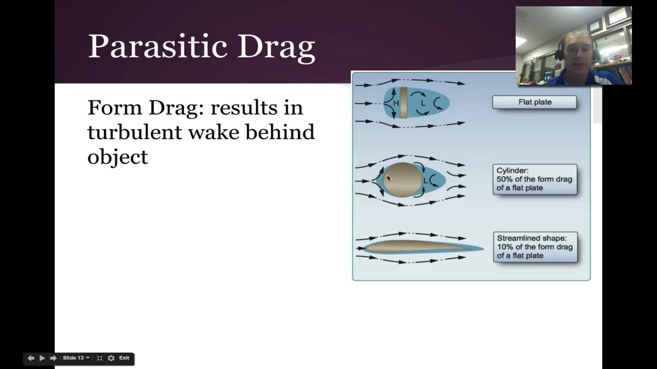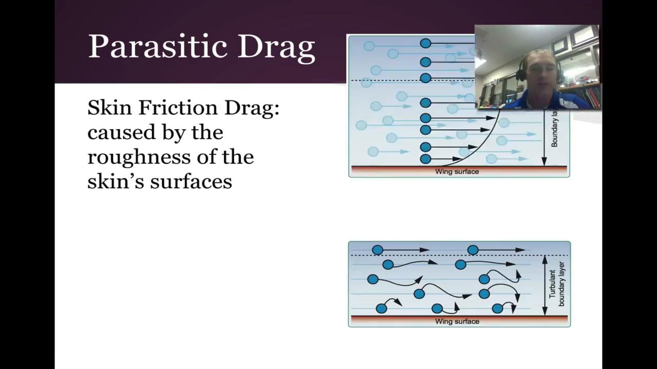On a cylinder, there's a lot less turbulence. There's again a high pressure in the front and then it curls around in the back. On a streamlined shape, according to this one anyway, there's only 10% of the form drag of the flat plate. So there's a bit of a high pressure in the front and it really follows this surface quite well. So form drag is a lot less of an issue in a streamlined shape.